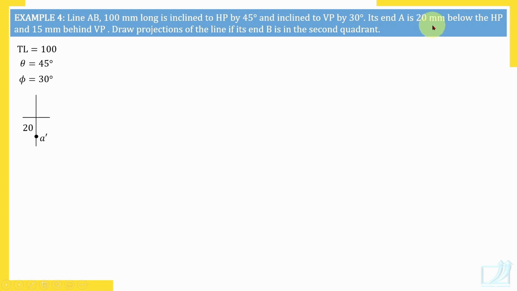Remember, below, above, in front, behind, use these words with reference to XY line in your drawing. So 20 mm below HP means 20 mm below XY line. And since this is distance from HP, it should be front view. Front view gives distance from HP. And 15 millimeter behind VP. So I measured behind XY line, 15 millimeters. Top view gives distance from VP. So this is top view.